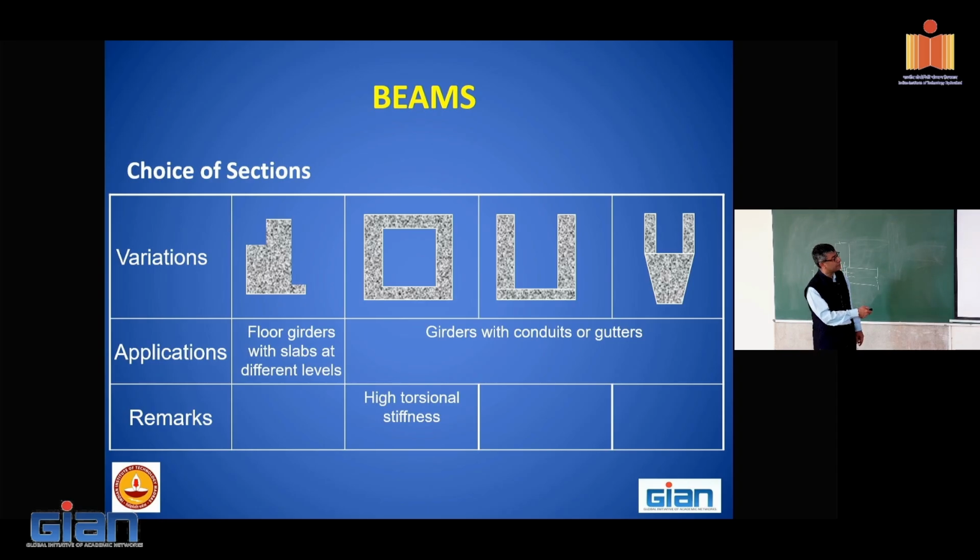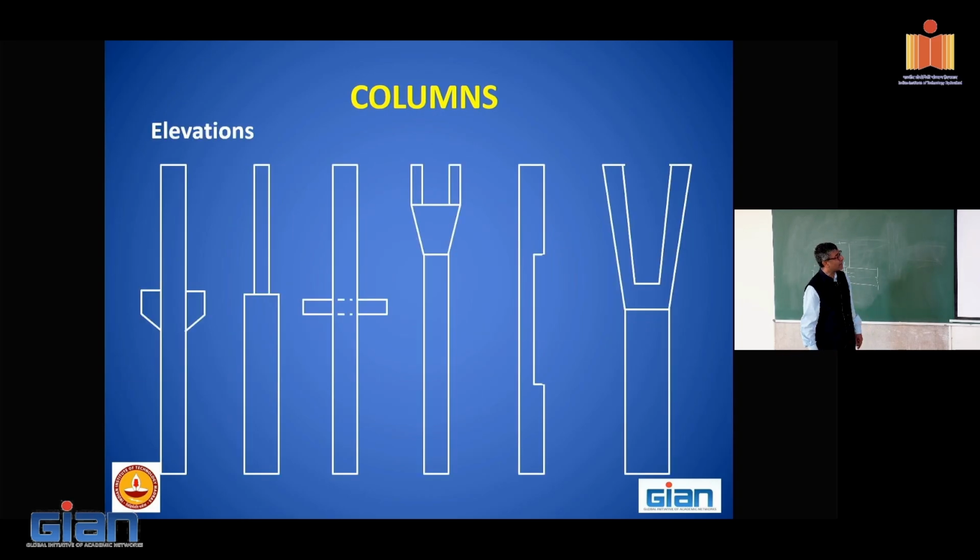In bridge, the bigger form of this is called the box girder. Coming to columns, different options are possible. How to support the beams. This is the common type, which is having a corbel. We teach corbel design in our course.